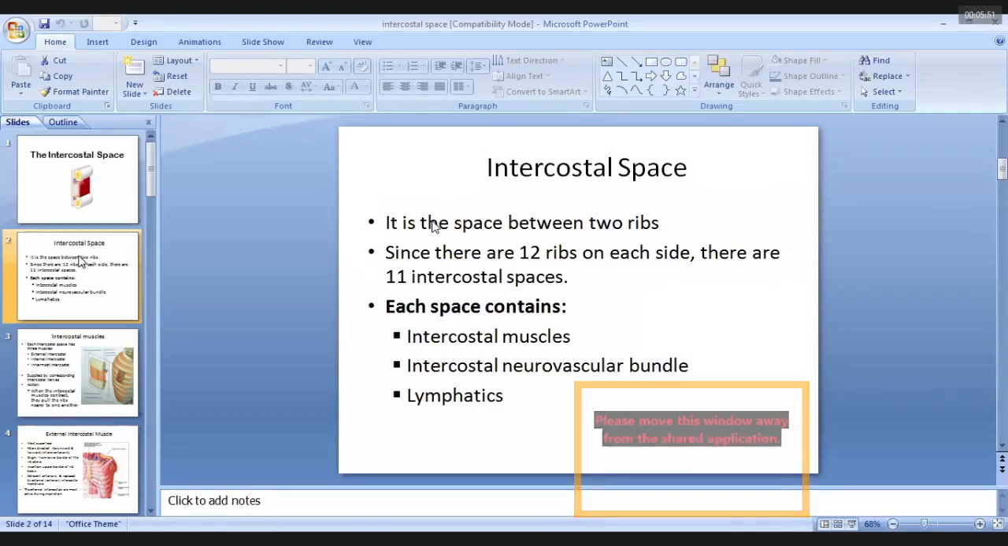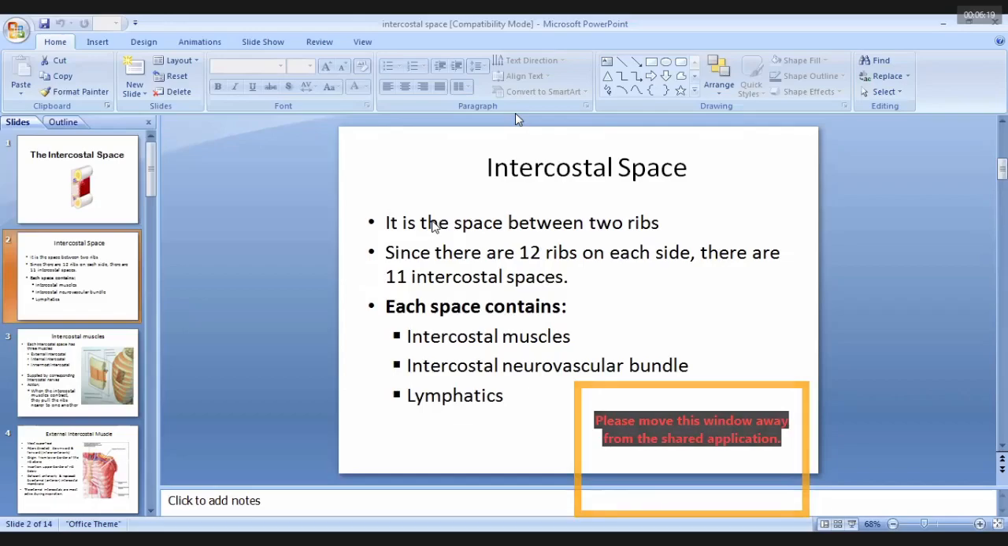The contents of the intercostal space: each space contains muscles, known as intercostal muscles. There is also the intercostal neurovascular bundle, which further consists of the intercostal artery, intercostal vein, and intercostal nerve, along with the lymphatics. These structures are known as the contents of the intercostal space.